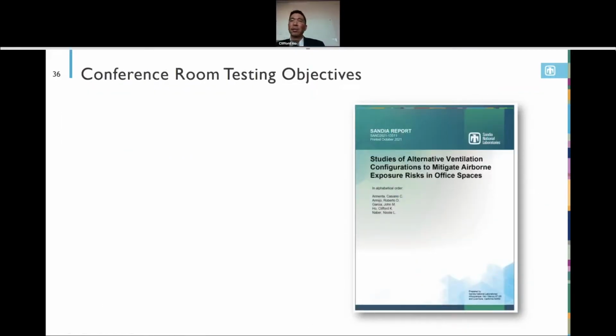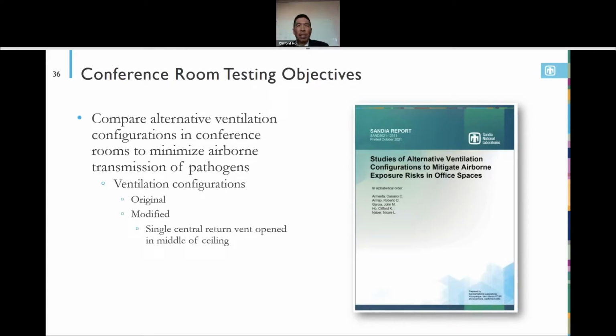Well, we wanted to test this. Those were all simulations. And so we did do some tests. Again, this is in a report, a public report that's available if you're interested. We wanted to compare alternative ventilation configurations in conference rooms to minimize the airborne transmission of pathogens. We looked at different ventilation configurations, an original configuration that was well mixed, and then a modified one that promoted that once-through or through-flow condition.